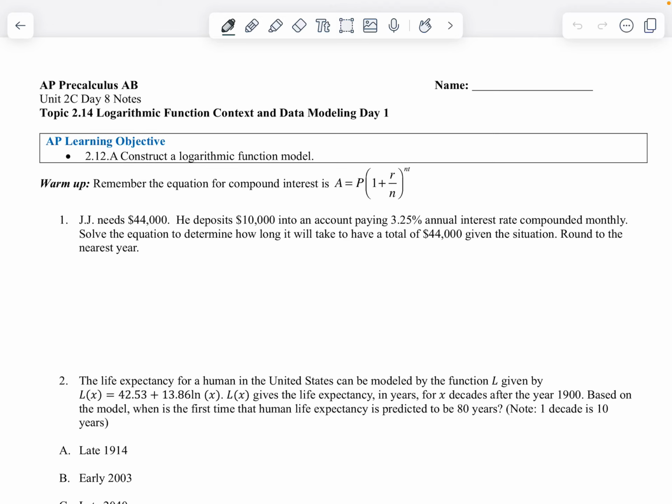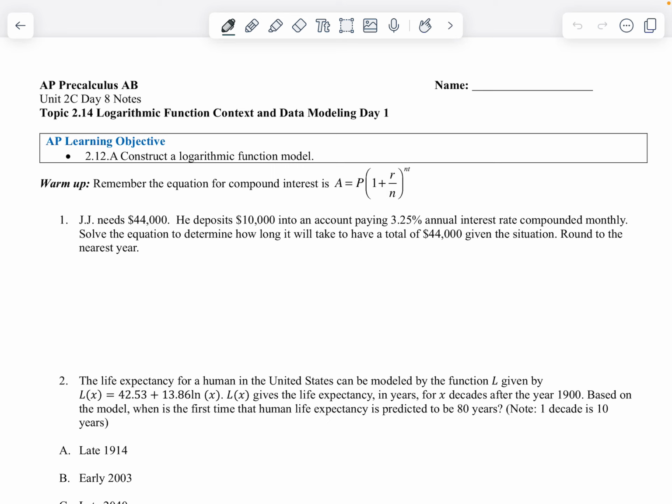All right, so go ahead for number 1. This is your warm-up, so I want you to pause the video and attempt to solve the problem. This should be Algebra 2 review. So go ahead and pause the video. When you finish it, unpause the video to check to see if you did it correctly.